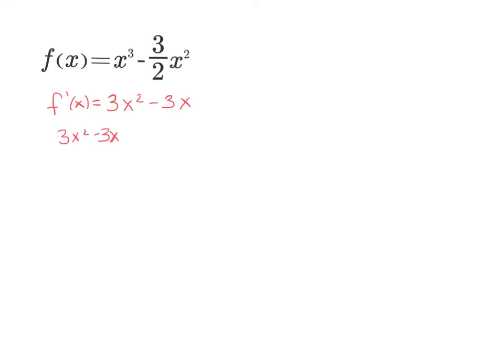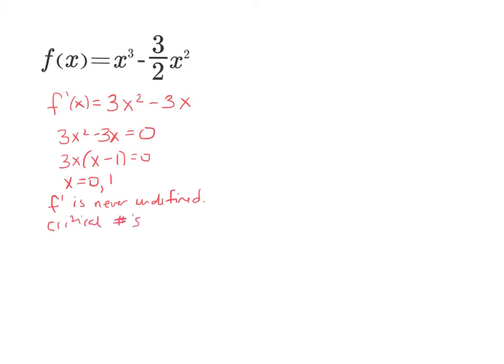We set our derivative equal to 0. We get x equals 0 and 1. And our derivative is never undefined because our derivative is a polynomial, which means that our critical numbers are just x equals 0 and 1.